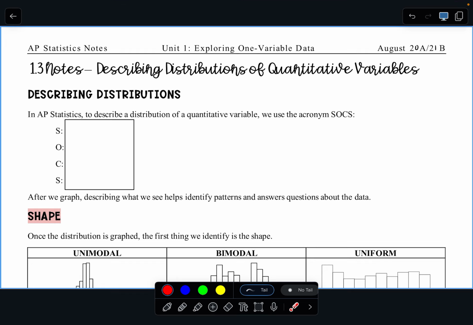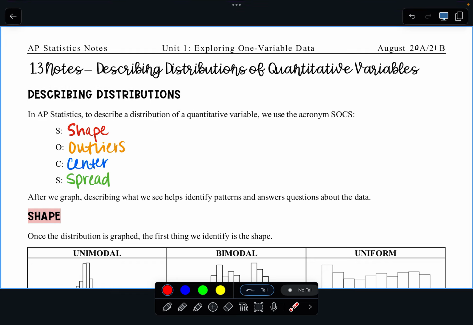Graph a quantitative variable. Remember, there's two types of variables. You have a categorical, which kind of just groups people by something that they have in common. So I always use eye color as an example. If you have brown eyes, blue eyes, green eyes, we group you with your eye color. Now, quantitative variables are going to be anything numerical.